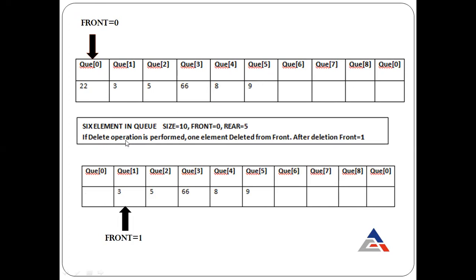If the delete operation is performed, one element is deleted from the front. Front is this location. After deletion, front becomes this one. The first element gets deleted. Now this becomes the front location because 22 is deleted from here. Now number 3 is in the first location. That is the front location. And the last one is 9.